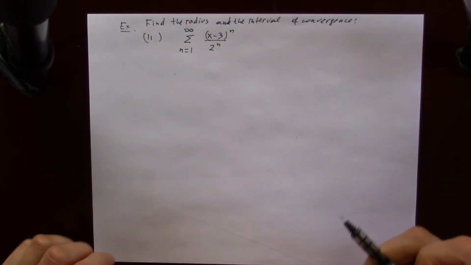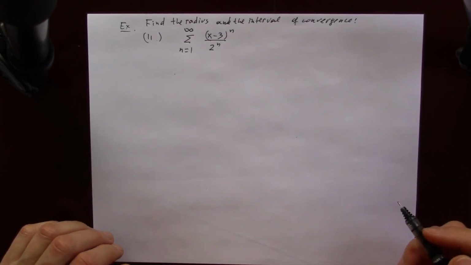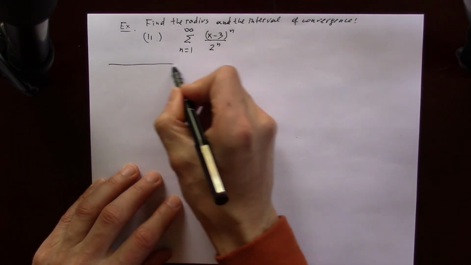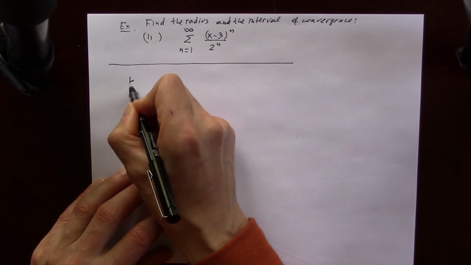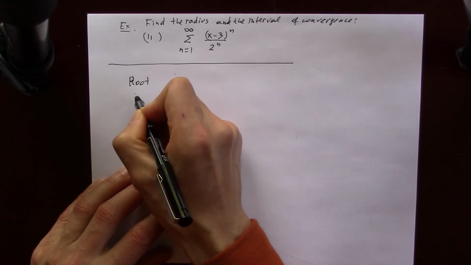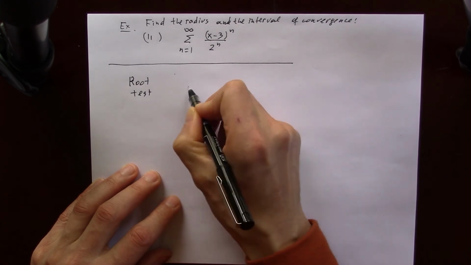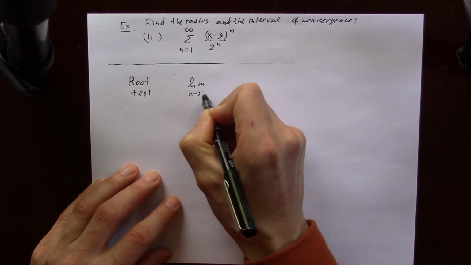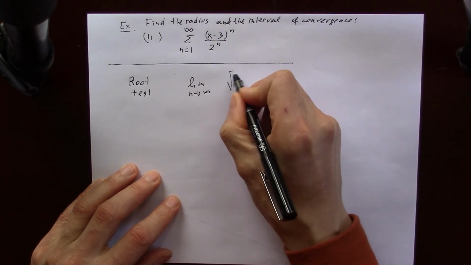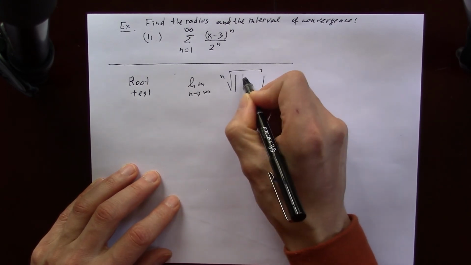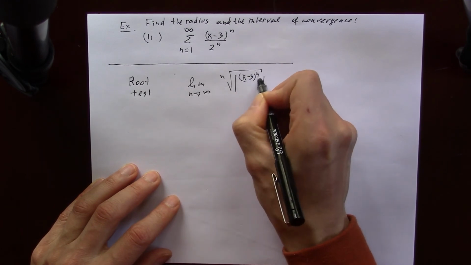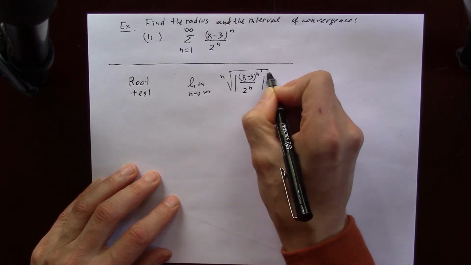1. In this example, we're asked to find the radius and the interval of convergence of the series (x minus 3) to the n over 2 to the n. To do that, I will do the root test. If I do the root test, I will take the nth root of the absolute value of (x minus 3) to the n over 2 to the n.